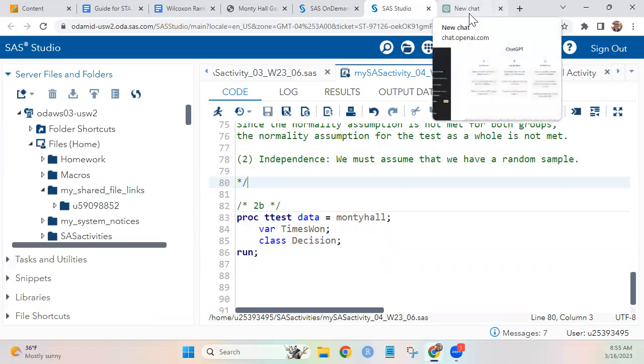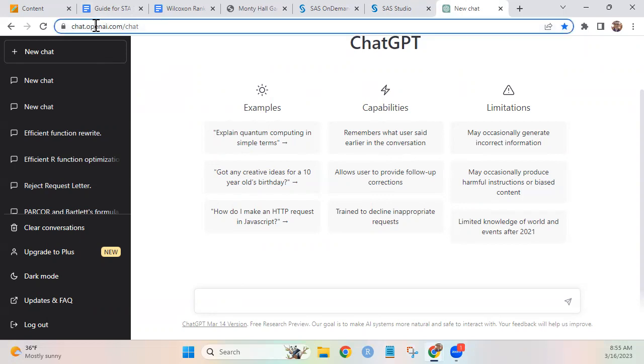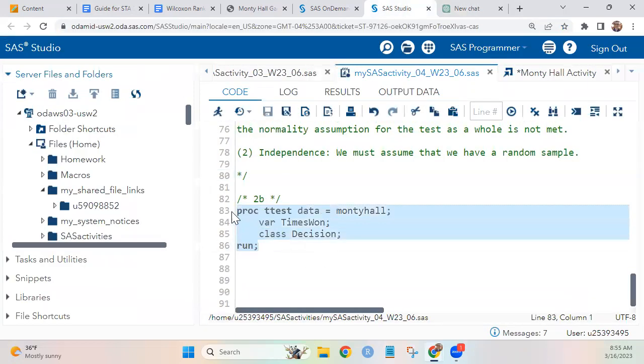And I wanted to show today too. Has anyone used ChatGPT? I assume some people have in this class already, right? Okay, yeah. It's really good for coding quite a bit. It's free if you make an account. You can go here. For example, let's say I didn't remember how to do the t-test in SAS.